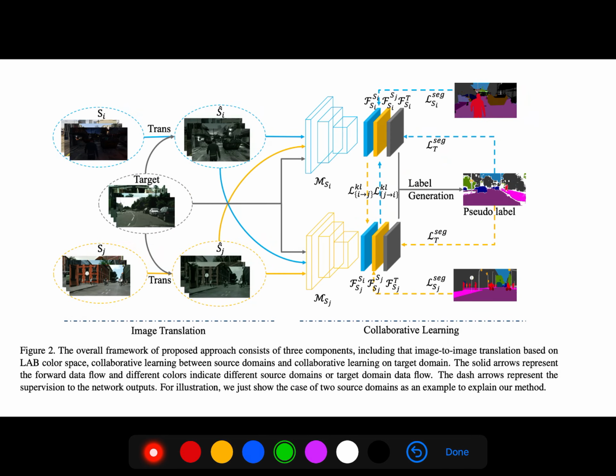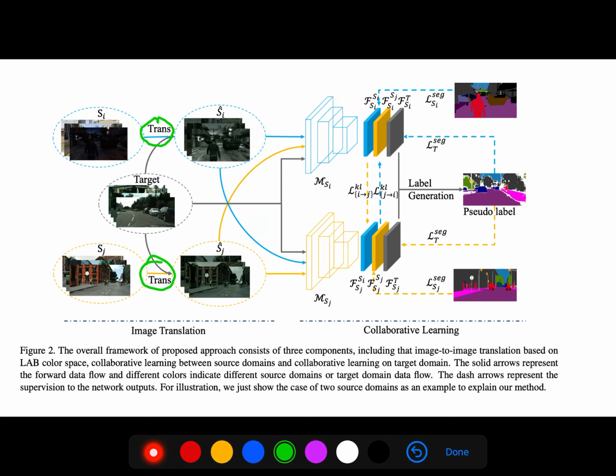You see the overall framework. It has three components. It has image-to-image translation, so we translate this image to another image. It's an image-to-image translation based on lab color space. Then a collaborative learning between source domains, and a collaborative learning on a target domain.